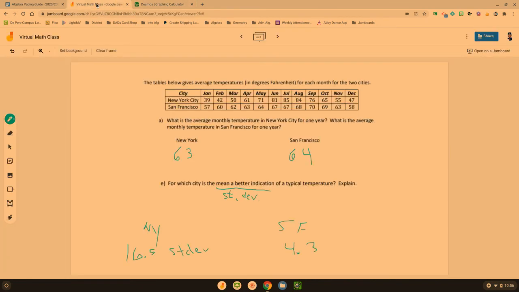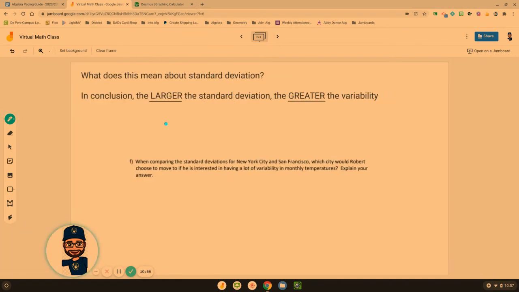Okay. Now, we've got two numbers for standard deviation. New York has a 16.5. San Fran has a 4.3. What is really happening here is we have to understand this conclusion. The larger the standard deviation, the greater the variability. The larger the number for standard deviation, the greater or more spread out the data is. Meaning it's going to vary more often, right?